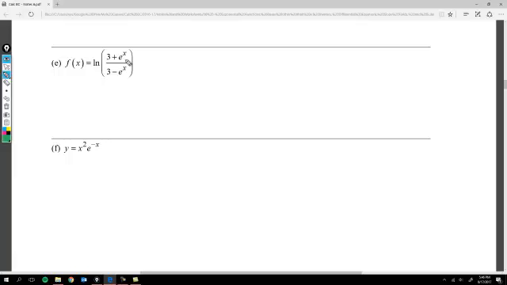We have a rational function inside of our natural log this time, so a little more complicated, but we can make our lives easier by using our log rules. So that's going to be natural log of 3 plus e to the x, minus natural log of 3 minus e to the x. Now we can take our derivative. It's going to be much easier for us.